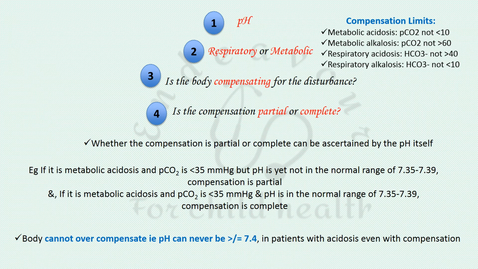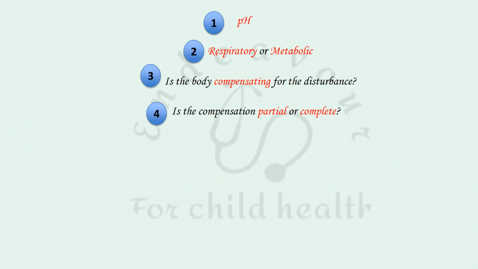This brings us to compensation limits, the maximum a parameter can compensate. In metabolic acidosis, PCO2 on compensation cannot decrease to less than 10. In metabolic alkalosis, PCO2 cannot rise above 60. In respiratory acidosis, bicarbonate can never increase beyond 40, and in respiratory alkalosis, bicarbonate can never fall to less than 10.